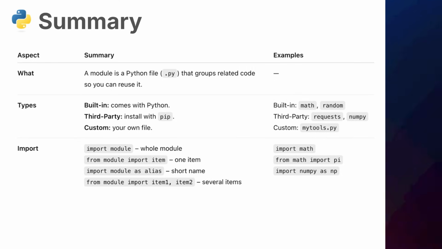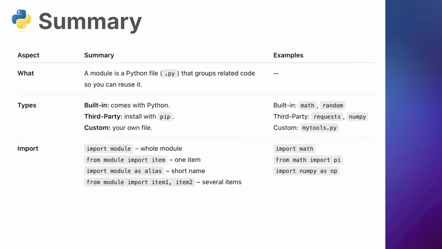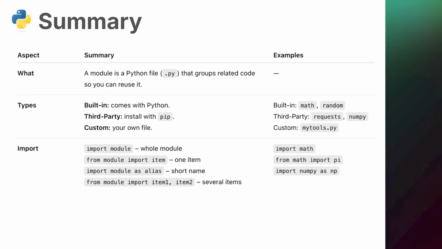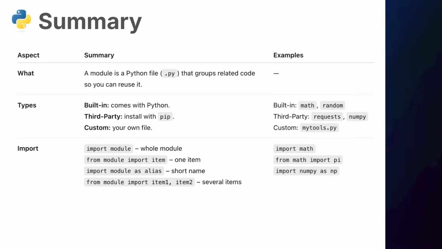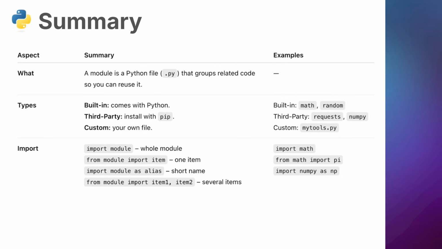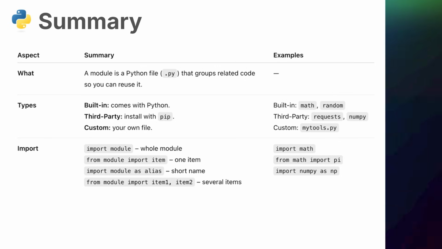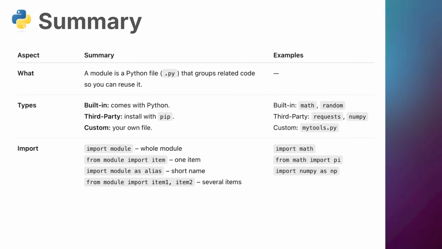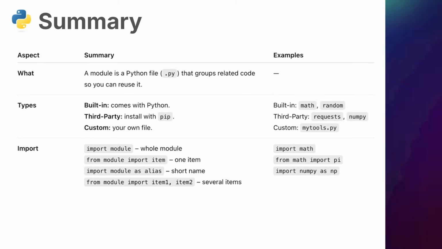Let's quickly wrap up what we've learned about modules in Python. First, a module is simply a Python file that groups related code so you can reuse it. Think of it as a toolbox for your program. There are three main types of modules. Built-in modules, which come with Python, like math and random. Third-party modules, which you install with pip, such as requests and numpy. And custom modules, which are your own Python files that you can import into other scripts.